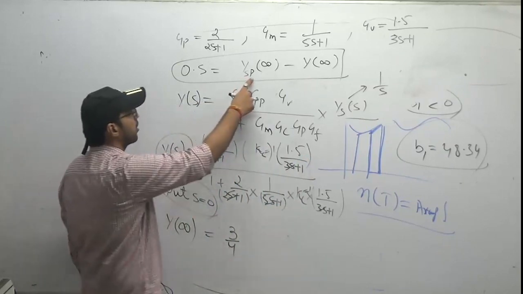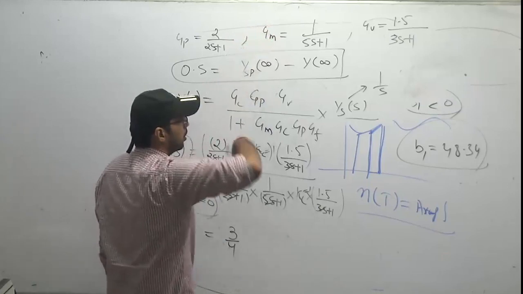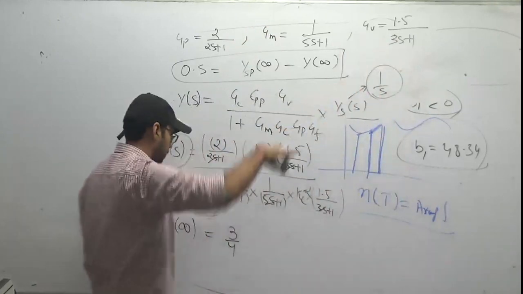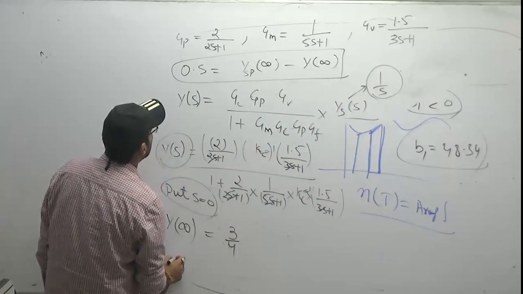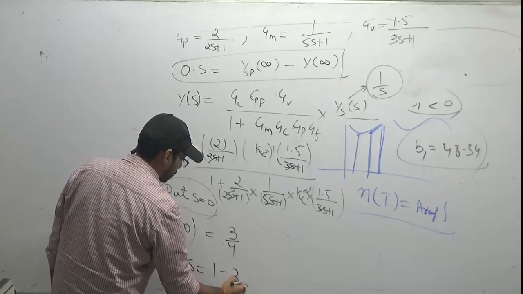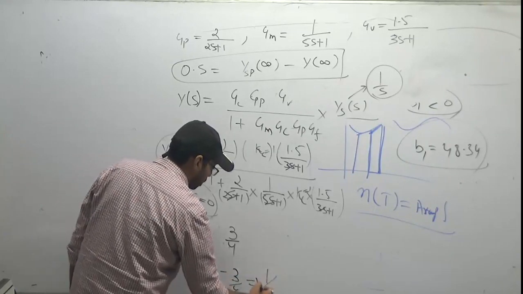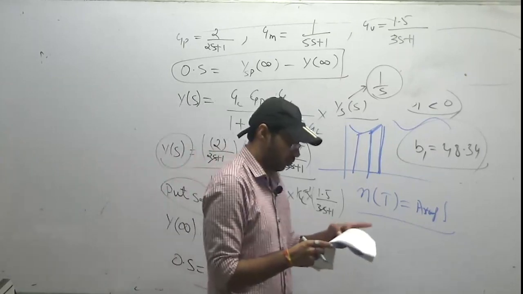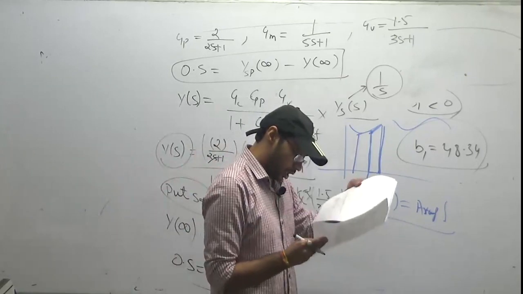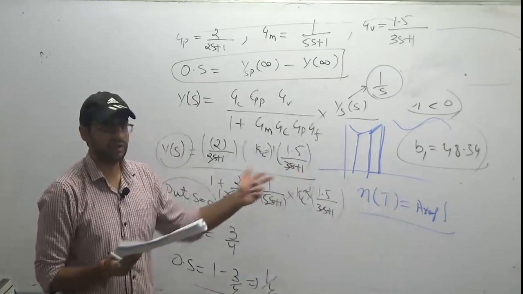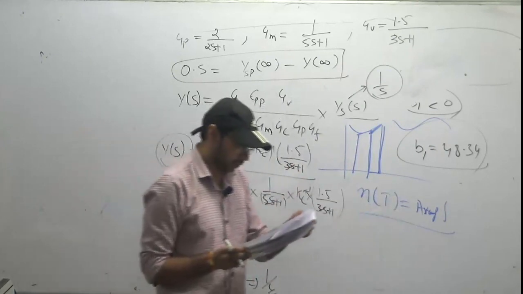What is the value of y of s at t tends to infinity? By the final value theorem, you can say offset is equal to 1 minus 3 by 4. That is equal to what? 1 by 4. That's the answer. So 1 by 4 or 0.25. Now they are asking for 2 decimal places, so 0.25 is the answer. This is the way to solve this question, right?